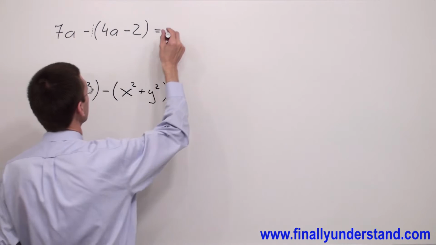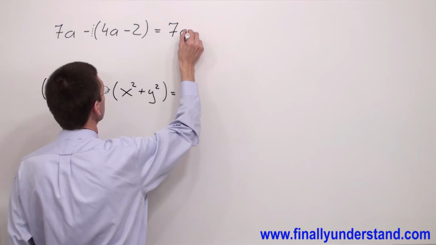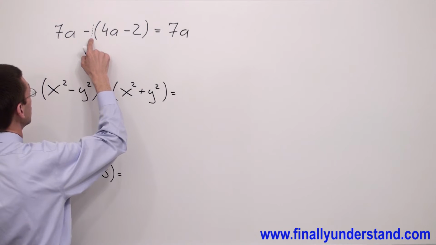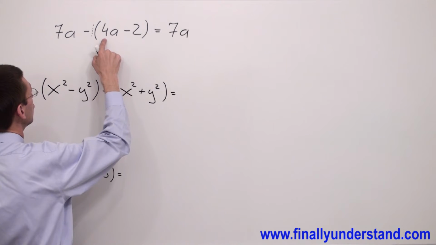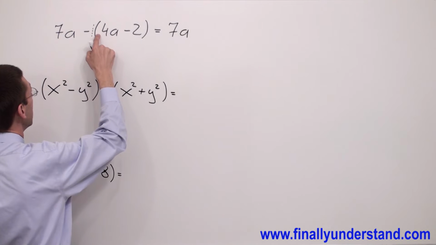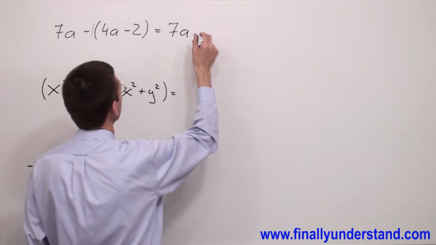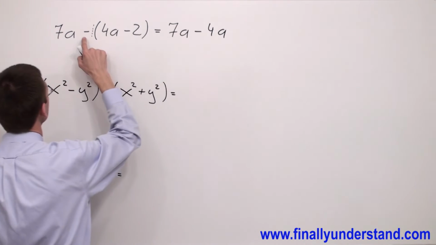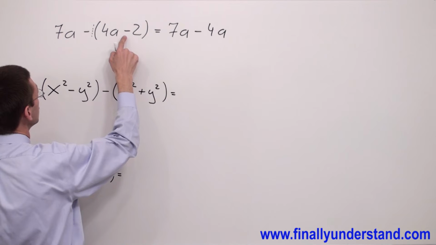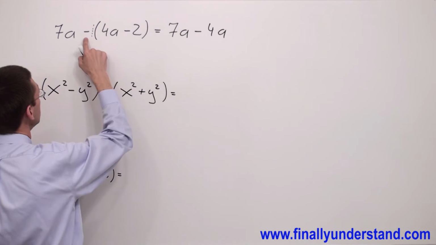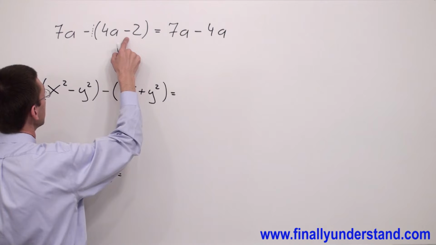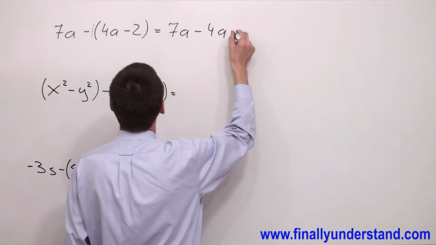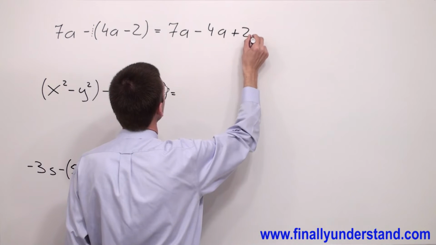That's why I'm going to copy 7a, and I'm going to have negative 1, my invisible one, times 4a. Negative times positive gives me negative. That's why I have negative 4a, and I have negative 1 times negative 2. Negative times negative gives me positive. 1 times 2 gives me 2. That's why this is positive 2.